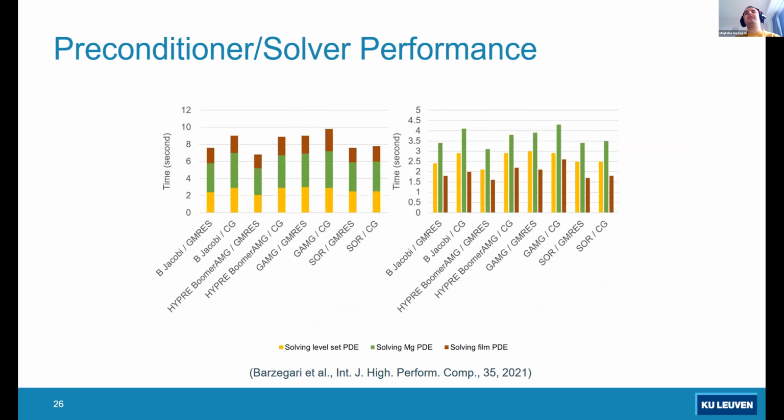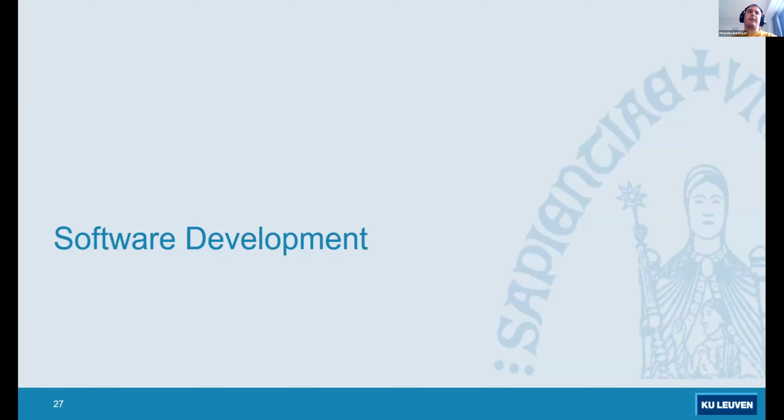Another thing that we've done is trying different kinds of preconditioners and solvers to solve the system for a limited number of PDEs, as you can see here, just 3 PDEs. We compared the performance of different combinations of preconditioners and solvers and chose the best one, and we got the best results using, for example, here, as I said, BoomerAMG from Hypre and the GMRES iterative solver.